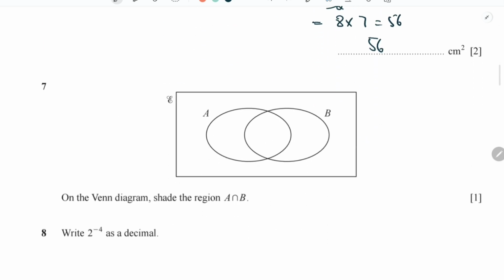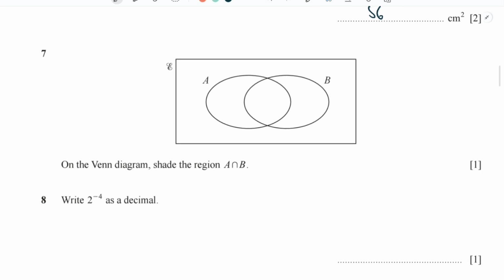Now we move to question number 7. In question number 7, on the Venn diagram, shade the region A intersection B. Okay, so A intersection B, shade both circles including the overlap. That means the whole circle. I just use a highlighter here to show which part we shade. This one. We just shade both the circles and the overlapping part. So this is the answer to this question.